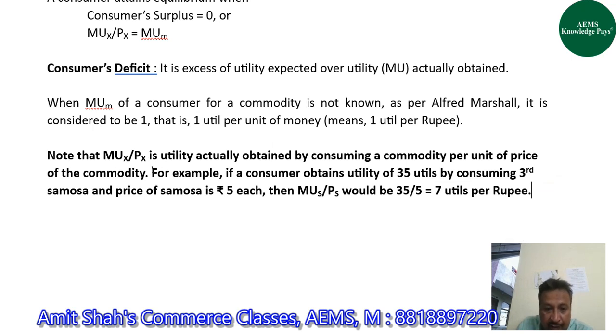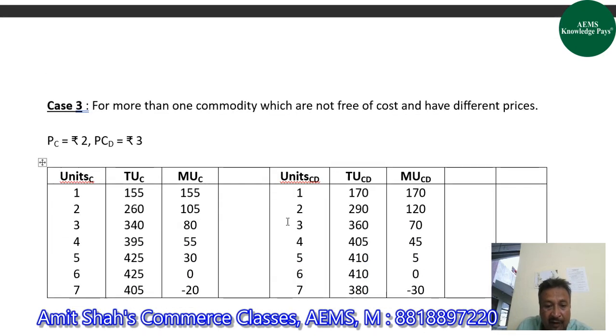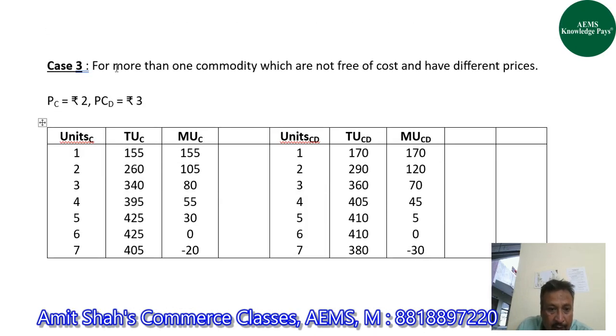Now guys, if you have understood this, MUX upon PX is very very important for every consumer to determine his equilibrium. Either it is for single commodity or for more than one commodity. So here we have to determine that first. Why, you will soon understand. So here I am calculating MUC, that is marginal utility of chips divided by price of chips.